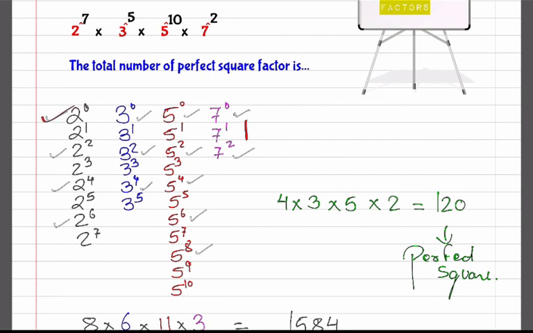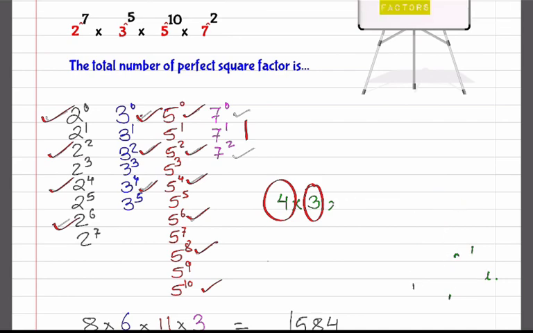1 is a perfect square, 4 is a perfect square, 2 raised to 4, 2 raised to 6, right? All perfect squares. So I got 4 from here. Again I got 3 from here: 3 raised to 0, 3 raised to 2, 3 raised to 4, 3 are perfect squares. From here I got 5 raised to 0, 5 squared, 5 raised to 4, 5 raised to 6, 5 raised to 8, and 5 raised to 10. So I will have this.